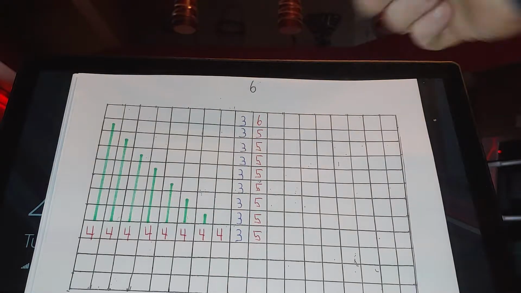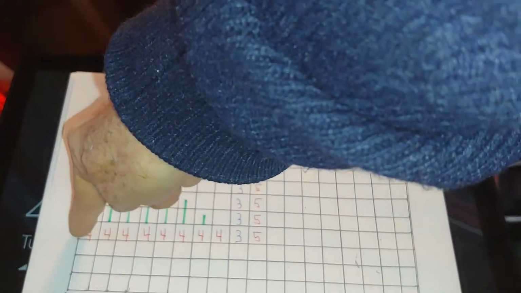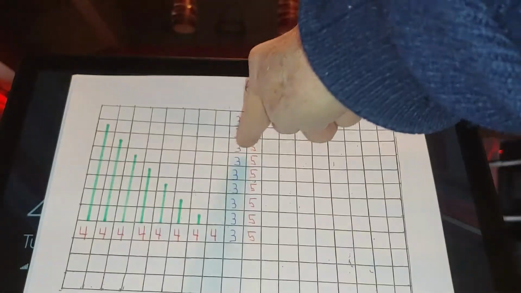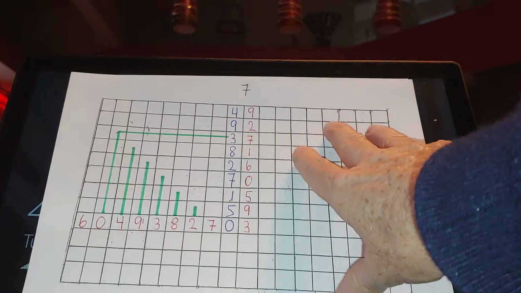6 squared is 36, 66 squared is 4356, 666 squared is 443556. So it's that same kind of arrangement. With 7, here we go again.